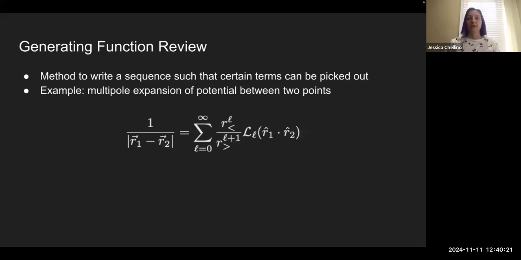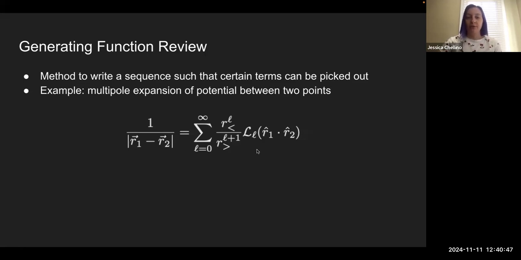So a common example is from E&M, where you have the multipole expansion of a potential between 2 points R1 and R2. And that's what's being shown in this equation here. So if we expand the left side, the 1 over |R1 minus R2|, we get the right side, where this L is a Legendre polynomial. So the left side here is the generating function for Legendre polynomials.